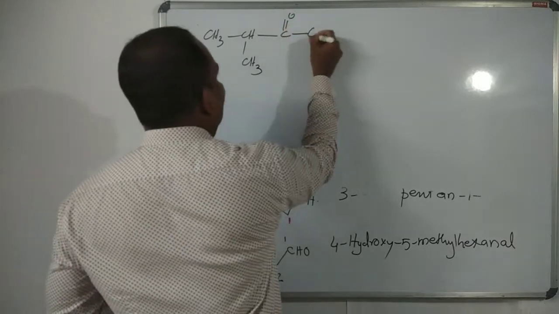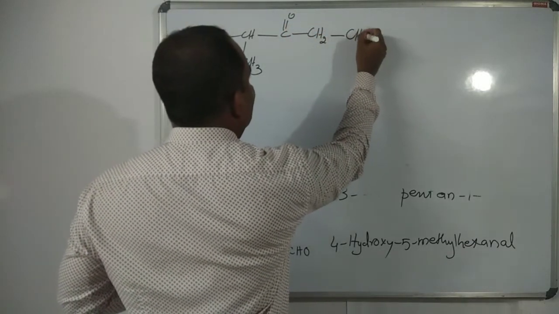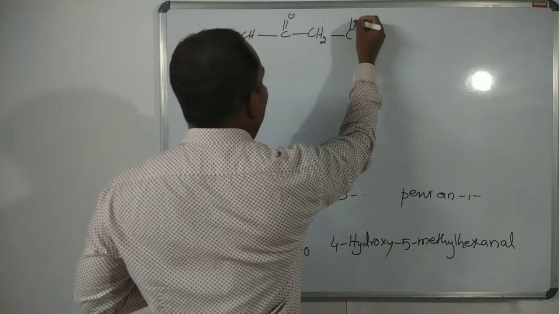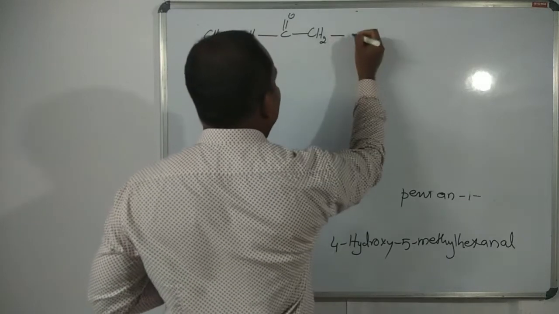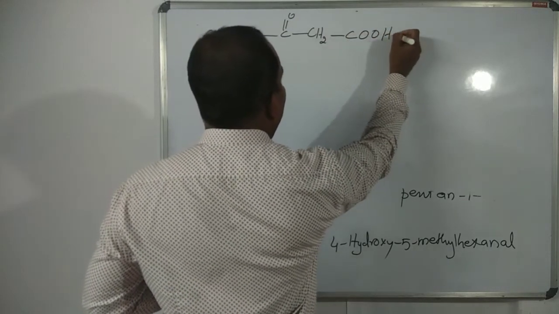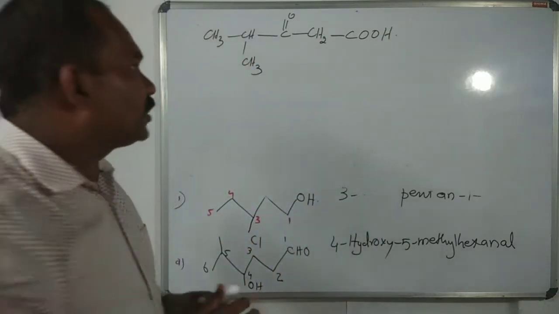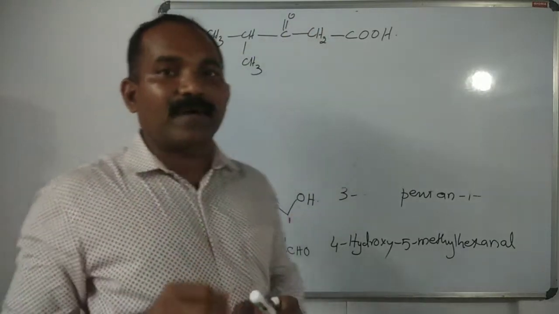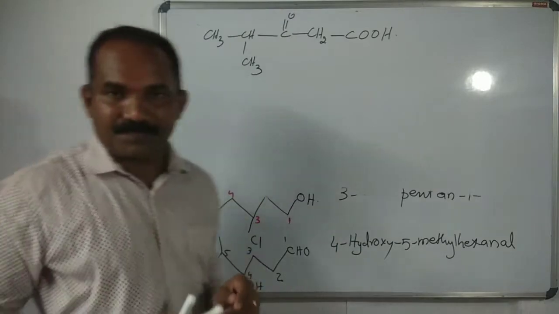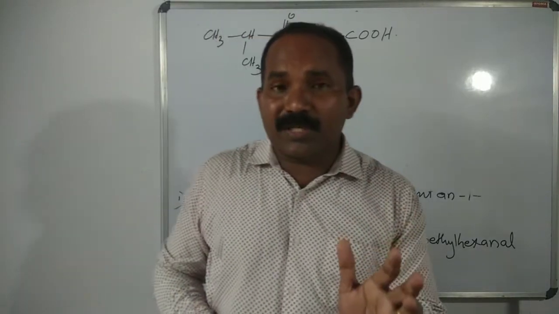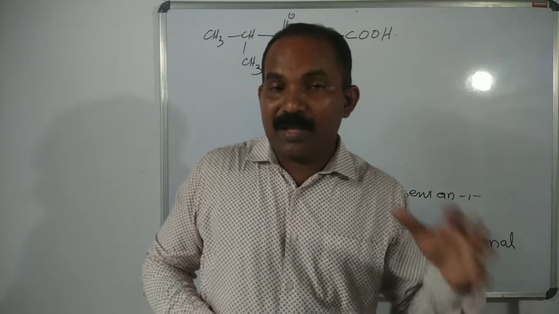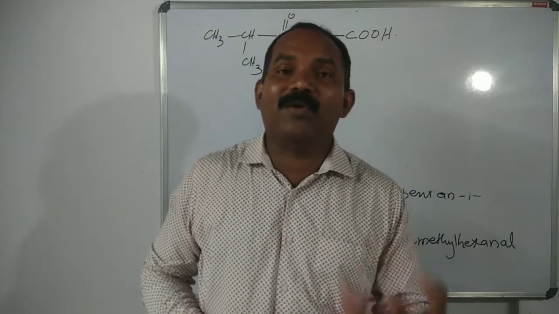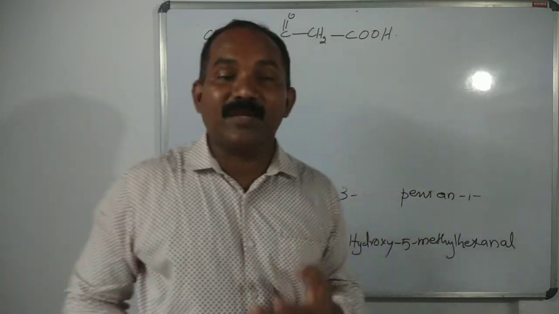CH3, CH, CH3, C double bond O, CH2, CH2, one more, COOH. Here the functional groups are the carboxylic group and the ketone group. Two functional groups are present and one substituent. So out of the carboxylic group and the keto group, which group gets the priority? Carboxylic group. According to the priority order, the carboxylic group will get the priority.